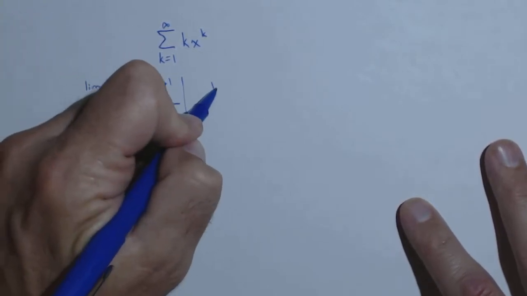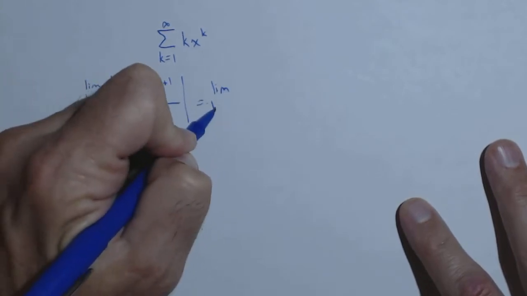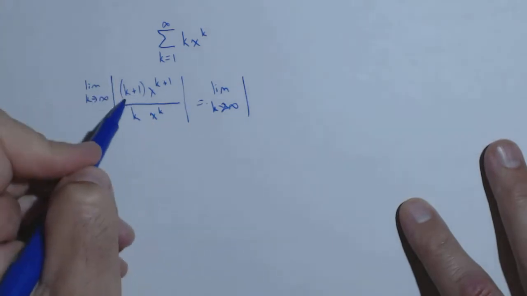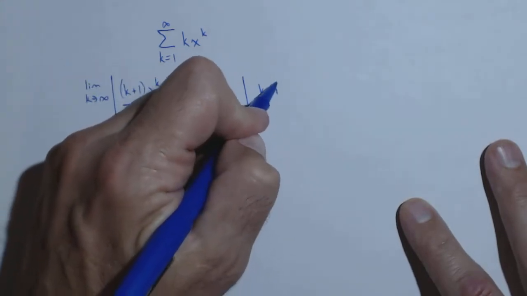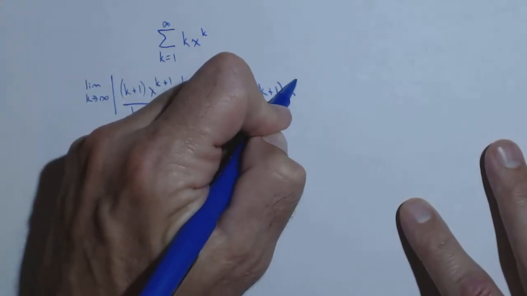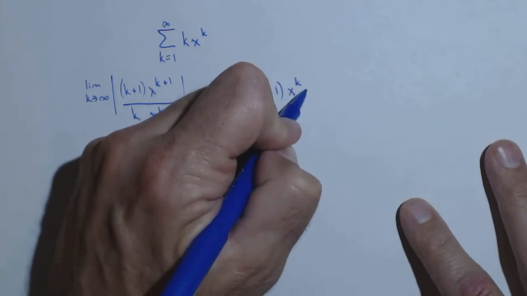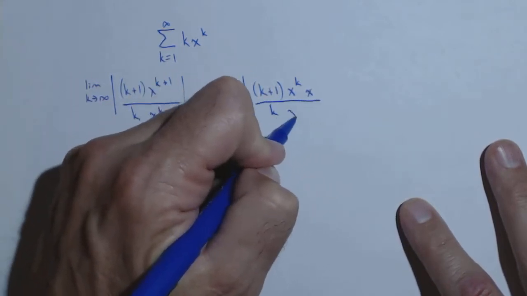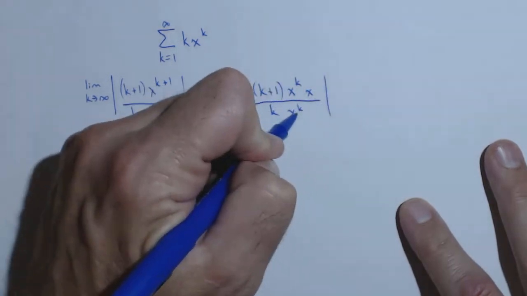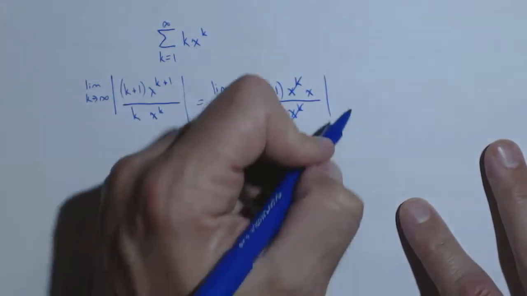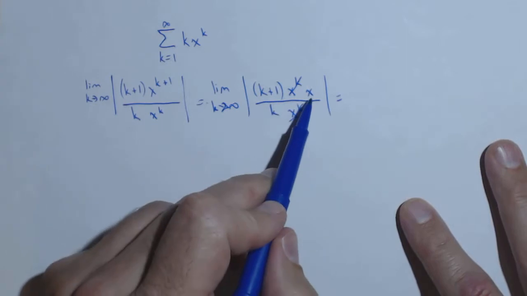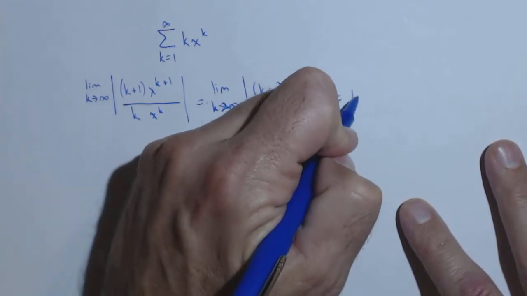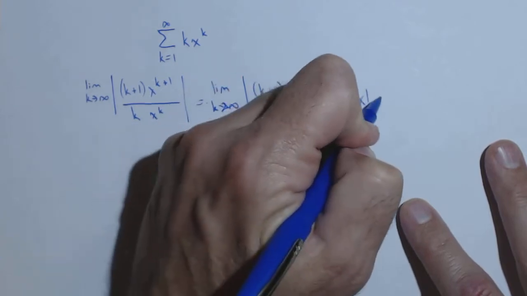Now we need to do a little bit of algebra to be able to simplify this. So limit as k goes to infinity. We'll have the k plus 1. Now this one, x to the k plus 1, I'm going to rewrite as x to the k times x. And on bottom I've got k times x to the k. And I can see that I can cancel out those x to the k's. Now this term here doesn't depend on k, so I'm going to pull it out front. And I do need to still observe the absolute value.